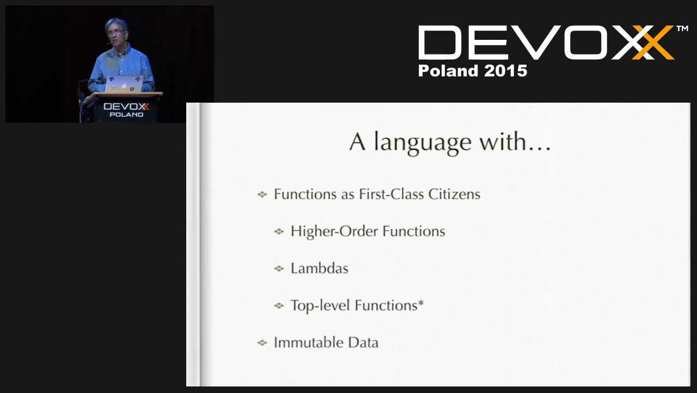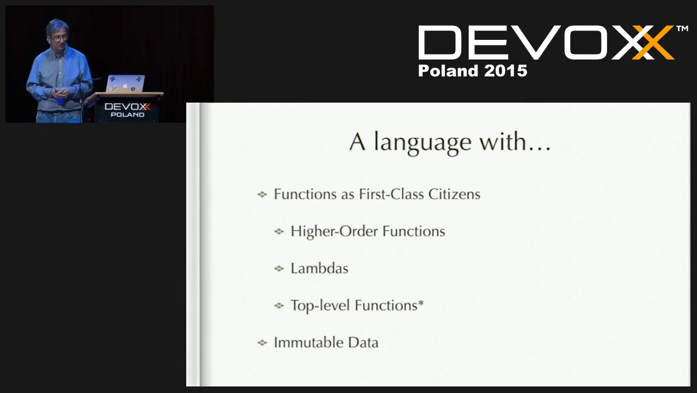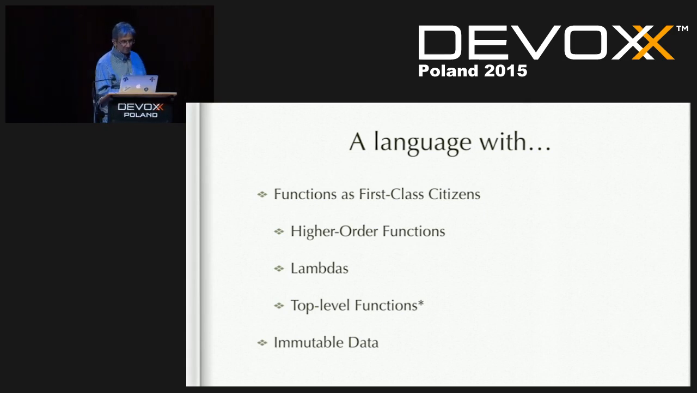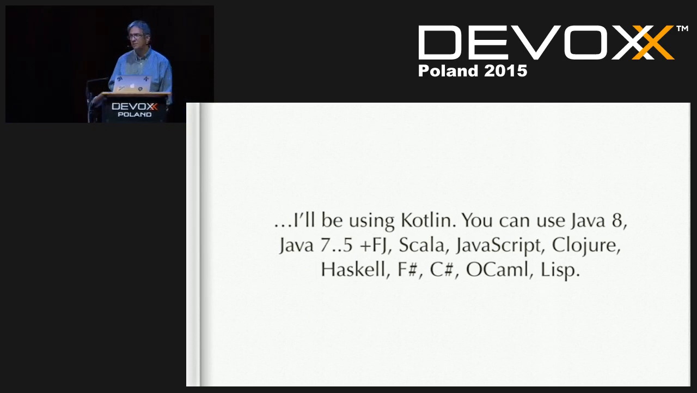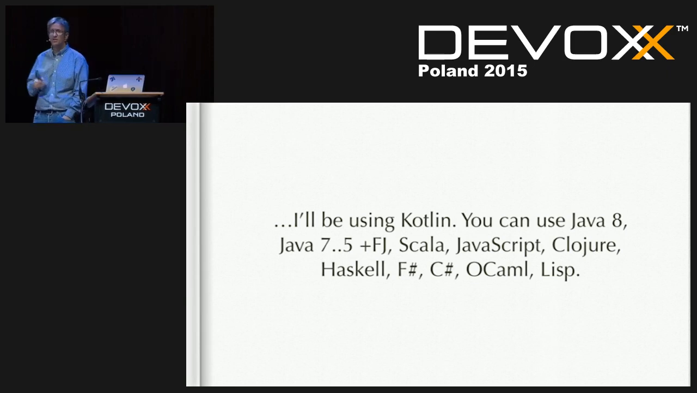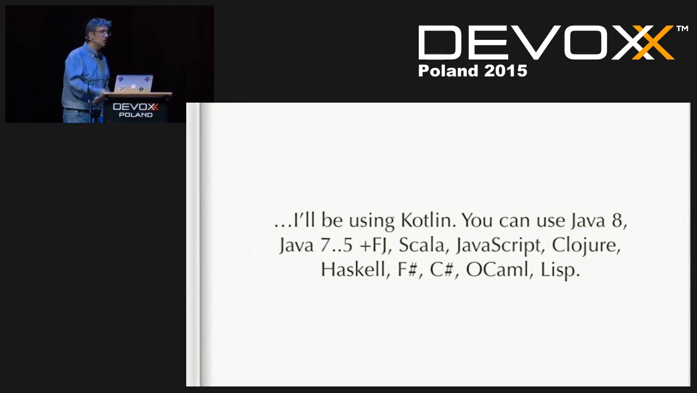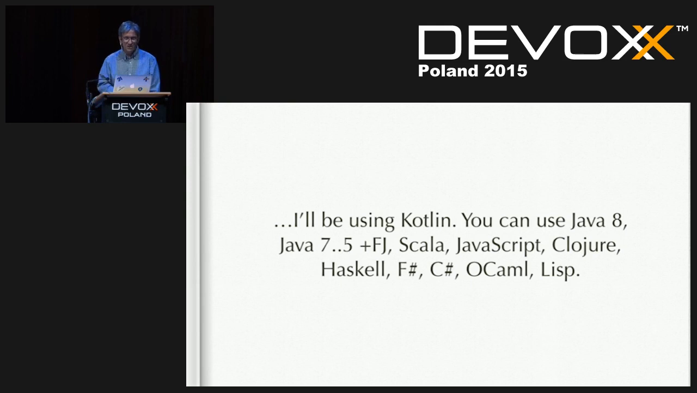And the ability to have immutable data, and we'll see a little bit why this immutability is somewhat important in functional languages. Now, having said that, what language will I be doing this talk in, and what code will you be seeing? I'm using a language which is called Kotlin, and the reason I'm using that is because for the past 2.5 years, that's kind of been my primary language. Most of the code that I'm writing right now is limited to Kotlin or JavaScript. And you can use any of these languages here: Java 8, Java 7, 5, plus a functional library, Scala, JavaScript, Clojure, Haskell, F#, C#, OCaml, or Lisp, and the next language flavor of the month.